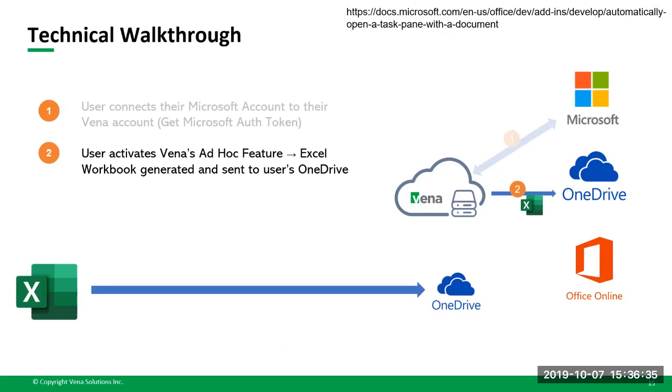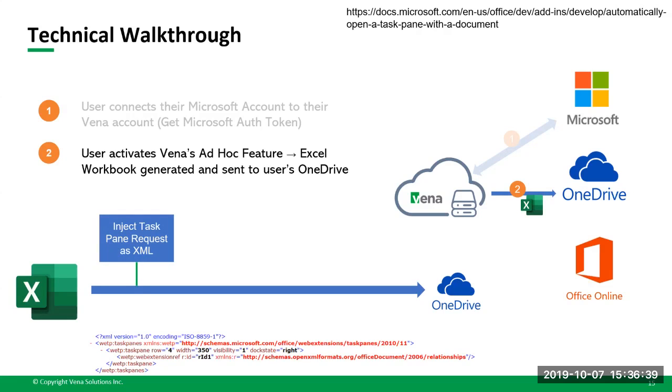So first, we create a simple Excel file. Next, we inject a task pane request as XML. This is what requests that the task pane be opened automatically when this file is open in Excel, which will be important in a moment.